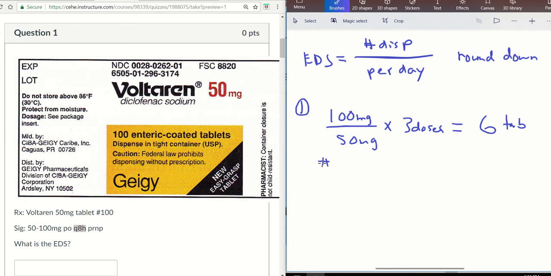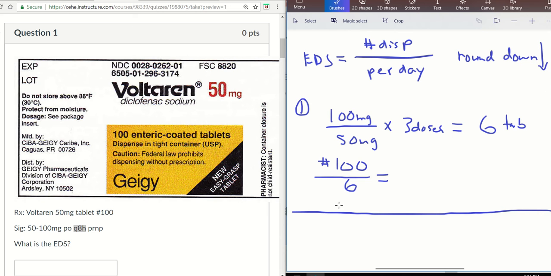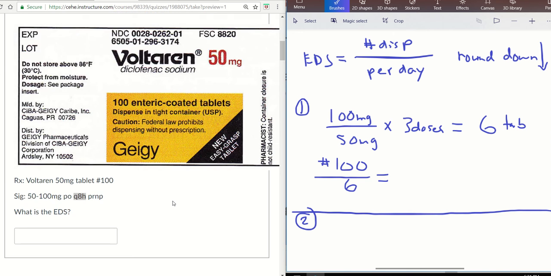So we dispensed 100 tablets. The patient used up to 6 tablets in a day. So we'll take 100 divided by 6, and you round down to how many days? Yep, round down to 16 days. Most of the time, what the doctor orders will match what we have in stock.